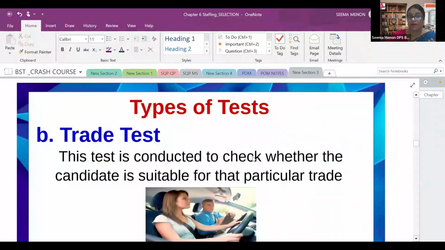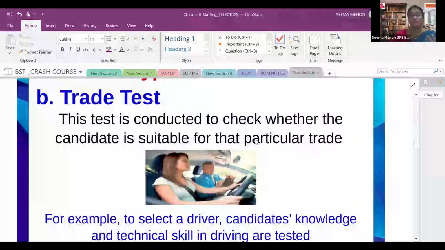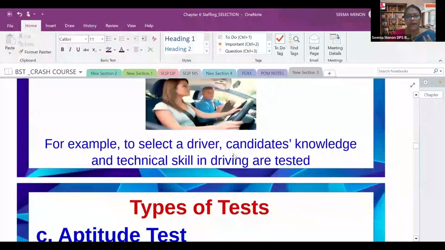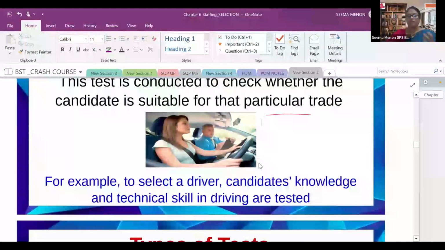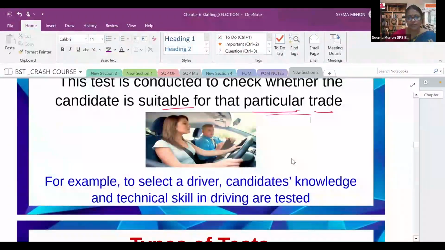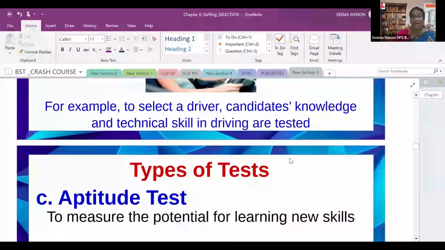Now, what do you mean by trade test? This test is conducted to check whether the candidate is suitable for that particular trade, that particular work. For example, to select a driver, the candidate's knowledge and technical skill in driving are tested, whether they will be able to do that particular task or not. That comes in the trade test. So you will remember the skill, knowledge, and technical skill. That is for our industrial area.